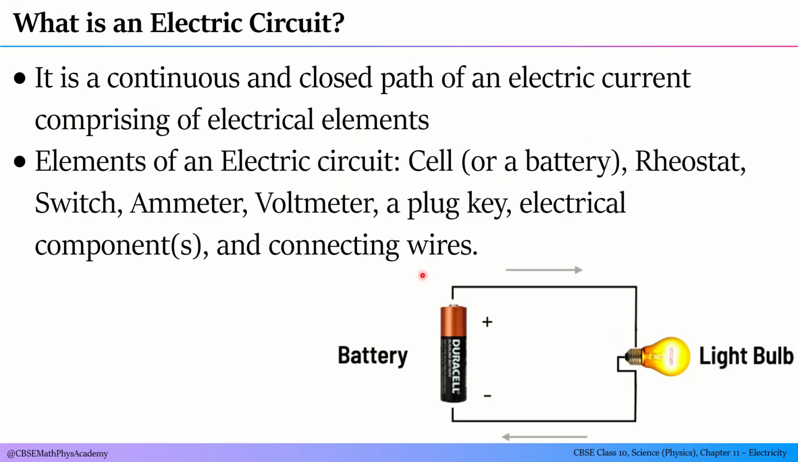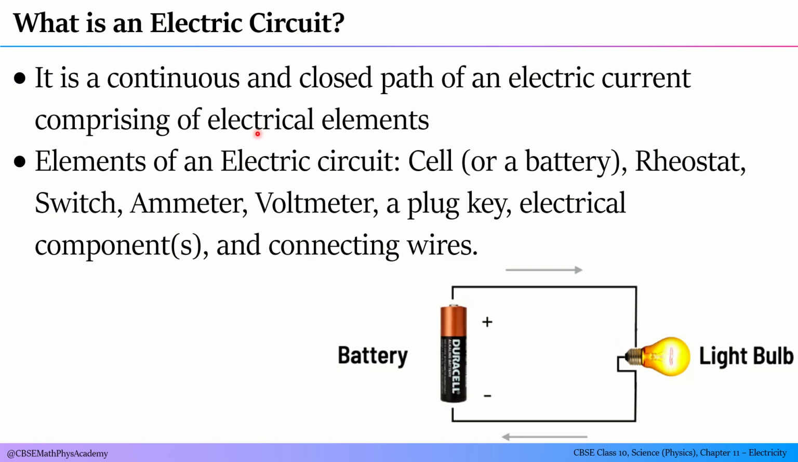So now, what is an electrical circuit? It is a continuous and closed path for an electrical current, comprising electrical elements. Electrical elements means whatever you are seeing here: the battery, bulb, wire, all these are electrical elements. Closed path means there must be a proper loop for the current to flow. There should not be any break in between. The current flows from positive to negative direction. Here you see current emanates from the positive terminal, goes to the bulb, then it ends in the battery. This is an electrical circuit. So it has a continuous and closed path for electric current to flow, having electrical elements.